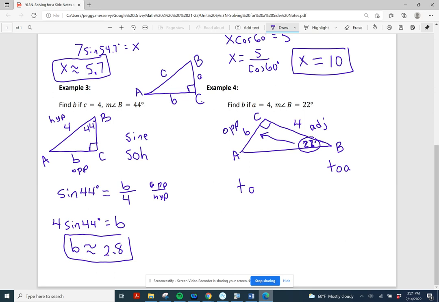Okay? So we're going to do tangent of 22 degrees equals the leg opposite, which is b, divided by the leg adjacent, which is 4. And then we're going to solve that equation. So to solve that equation is going to be pretty simple. We just need to multiply both sides by 4, and we'll be finished, other than grabbing the calculator and finding out what that is. So we have 4 times the tangent of 22 degrees. That's going to equal b.